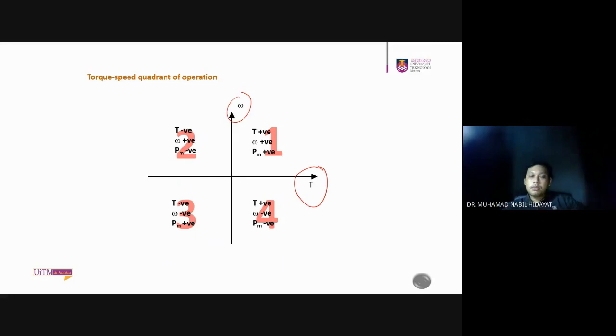And in quadrant 4, torque is positive and speed is negative, so your power is negative. So you can see that if your power is positive, it's a motoring condition, whereas if power is negative, it means that the motor is supplying power to the power source, to the battery, for example.